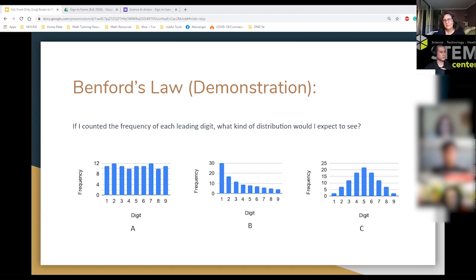So real quickly, if you can do me a favor, all of you participants, just go ahead and turn on the annotation feature and mark up, circle the distribution that you should expect to see when we plot the first digit frequencies. And so I'll wait a second.